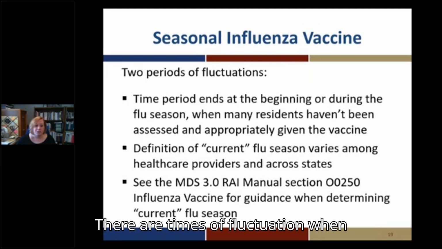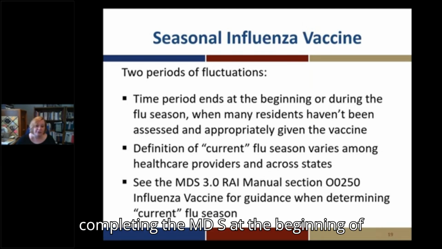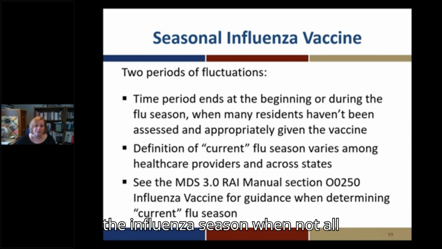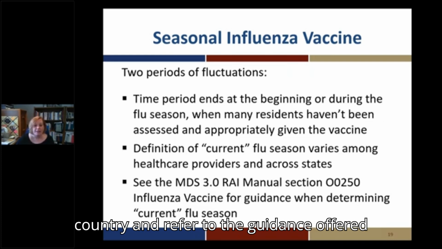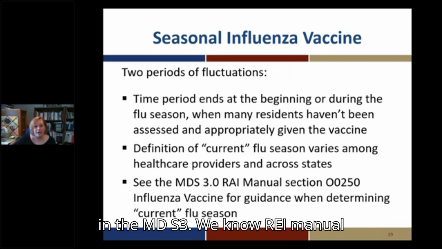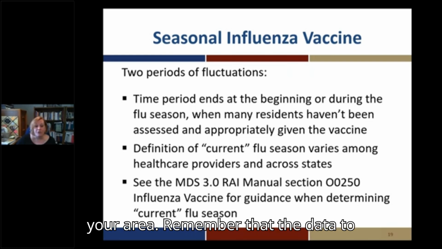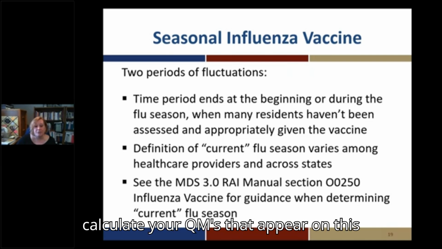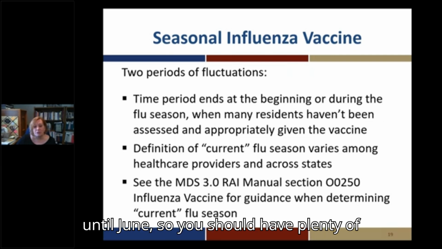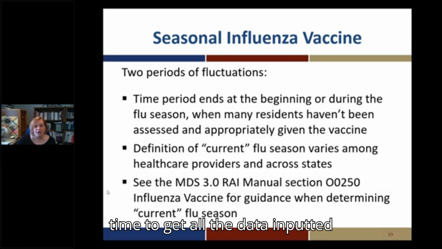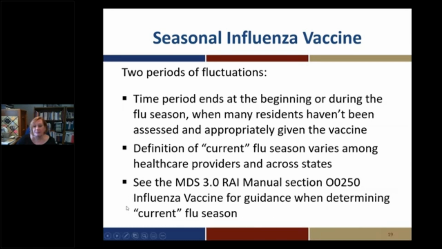There are times of fluctuation when completing the MDS at the beginning of the influenza season, when not all residents have been assessed and appropriately given the influenza vaccine. Keep in mind that the current flu season varies across the country, and refer to the guidance offered in the MDS 3.0 RAI manual to determine the current flu season in your area. Remember that the data to calculate your QMs that appear on this Care Compare site will not be pulled out until June, so you should have plenty of time to get all the data inputted correctly.